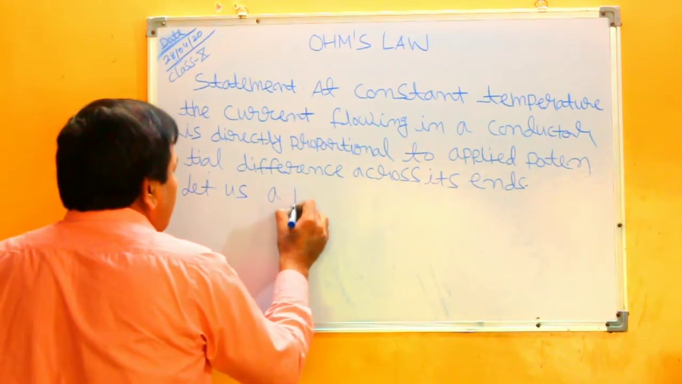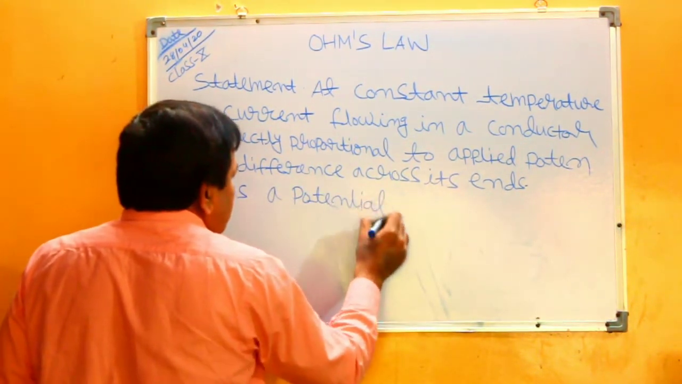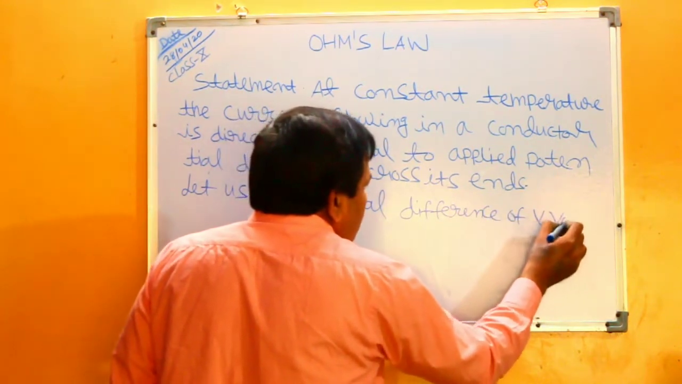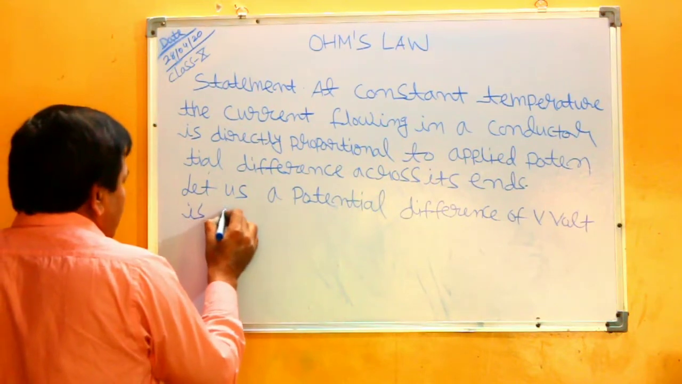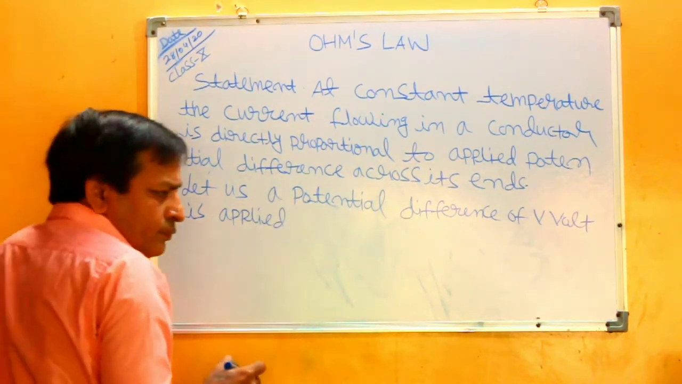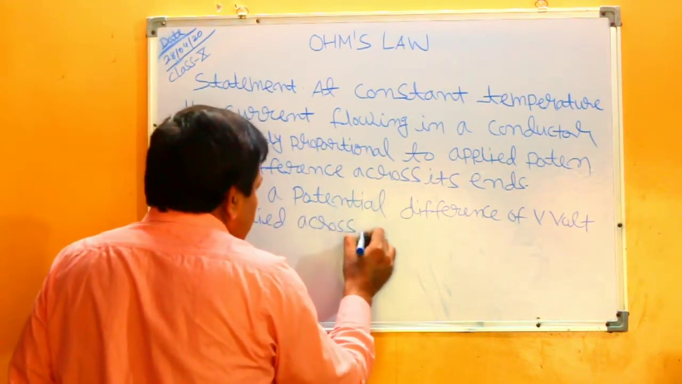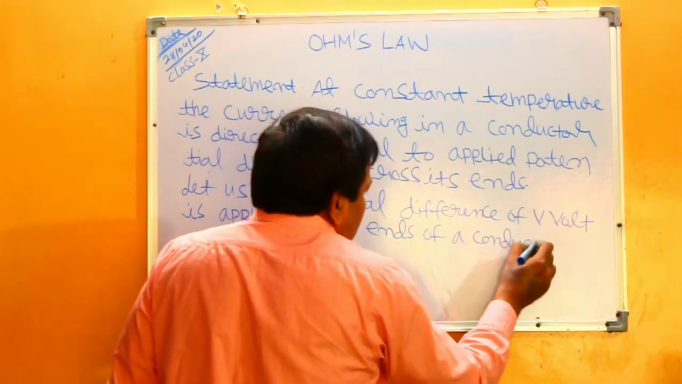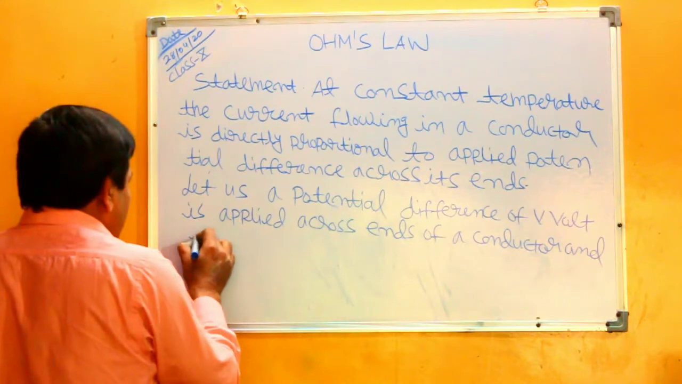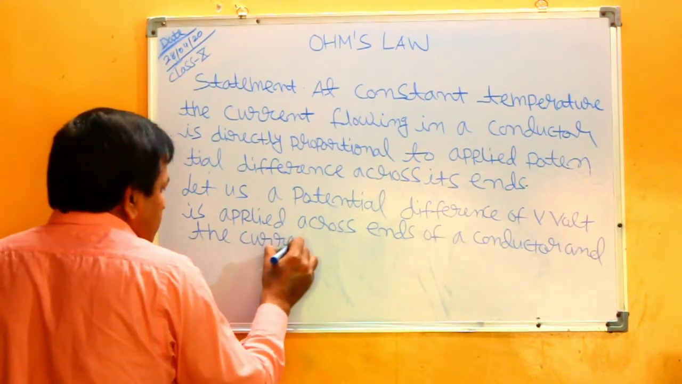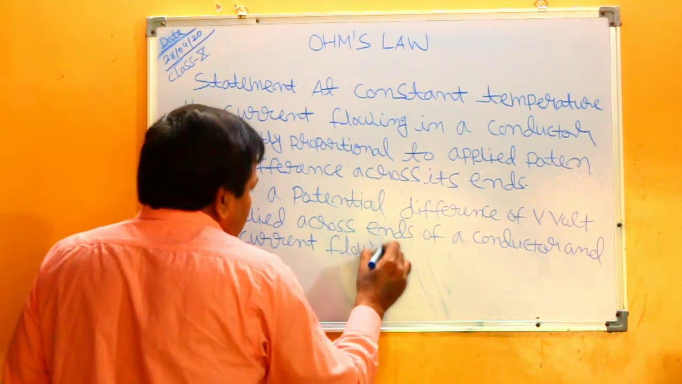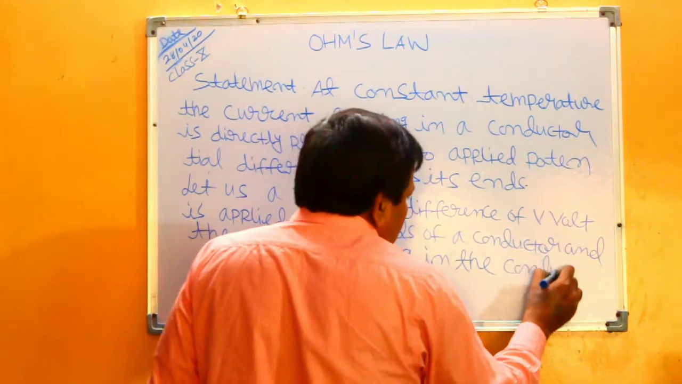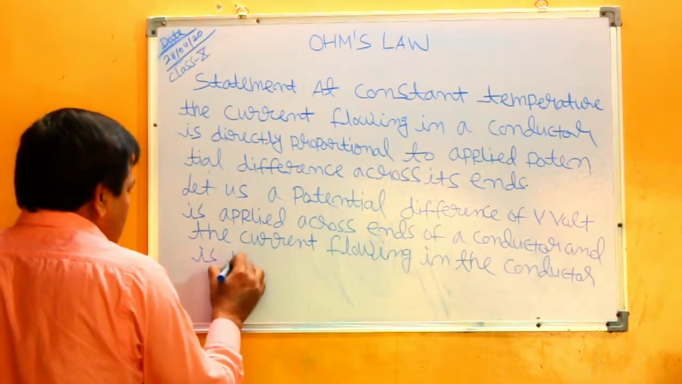Let us say a potential difference of V volt is applied across the ends of the conductor, and the current flowing in the conductor is I ampere.